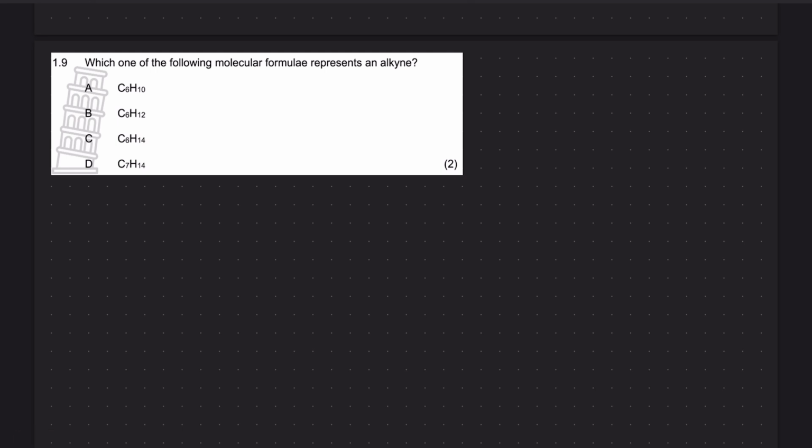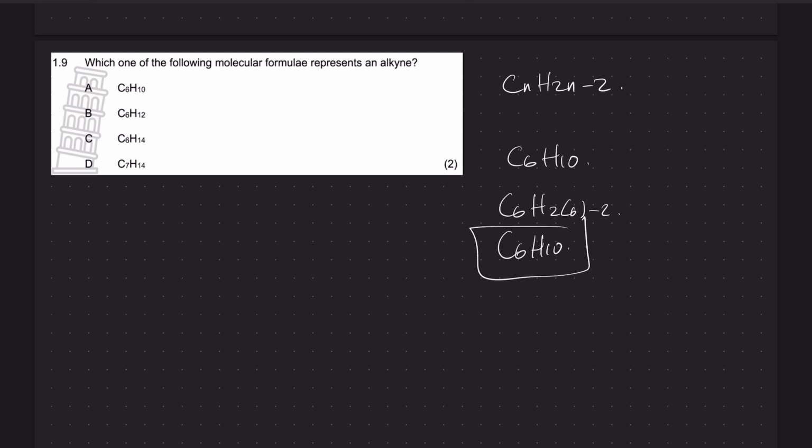1.9. Which one of the following molecular formulae represents an alkyne? So an alkyne follows the formula CnH2n-2. So it's just a matter of picking the one that follows that. If I look at A, it follows C6H10. C6, H2 times 6 minus 2, that's C6H10. So this one is an alkyne. The option is A.